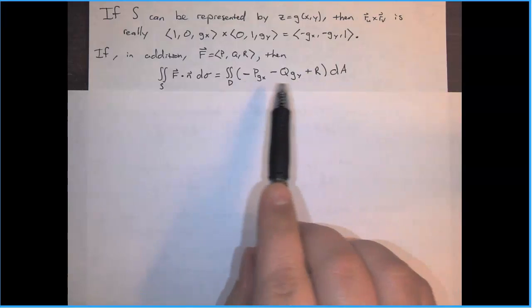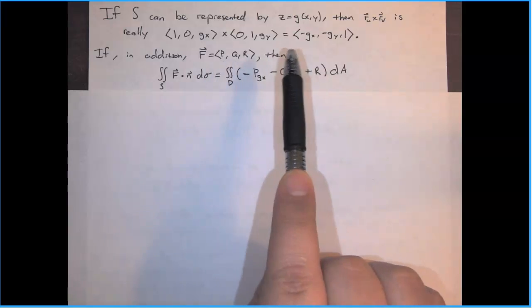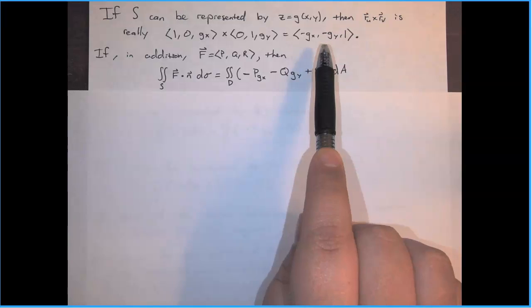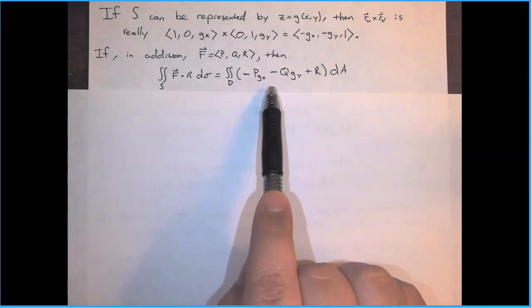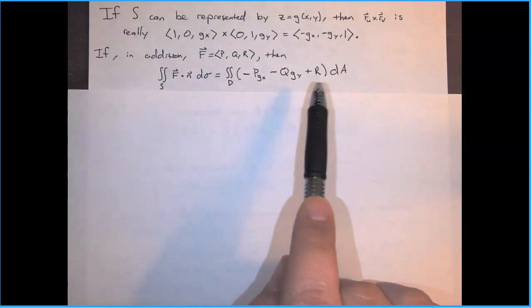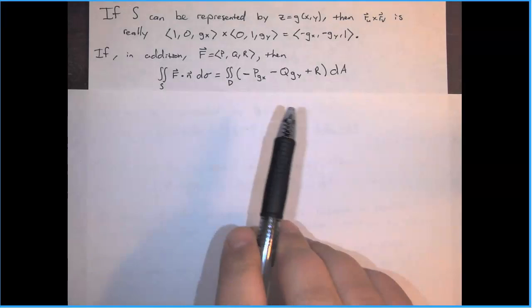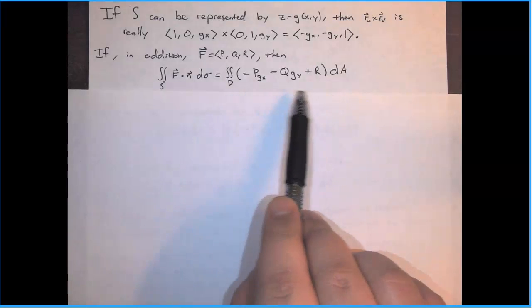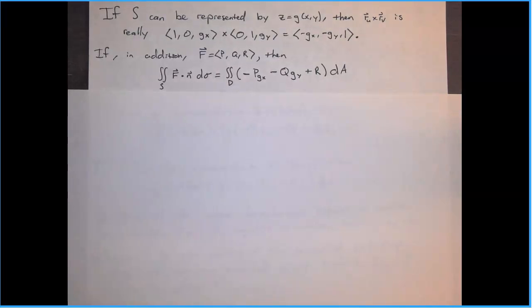Okay? And if you notice, there's no dot product here. The dot product has already been done. What we're doing is we're dotting F with this normal, and you can see that if you compute that dot product, this is exactly what you get. So similar to the case for scalar surface integrals, this is a way in which you can skip some steps if your surface is written in a nice way.